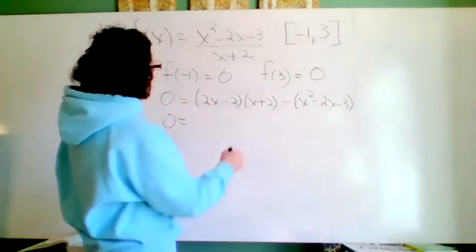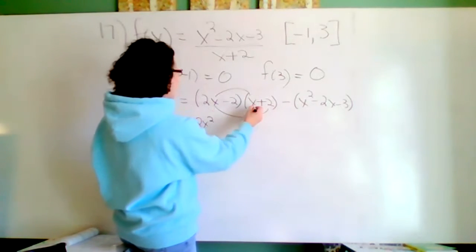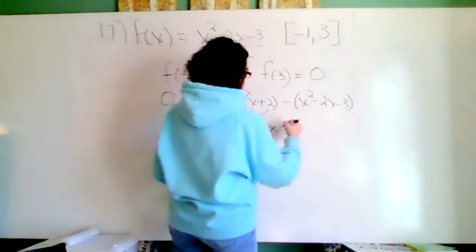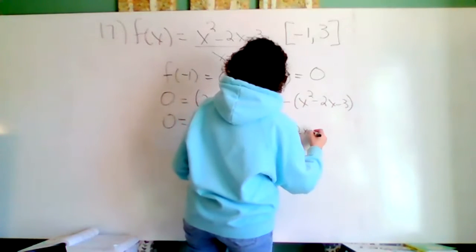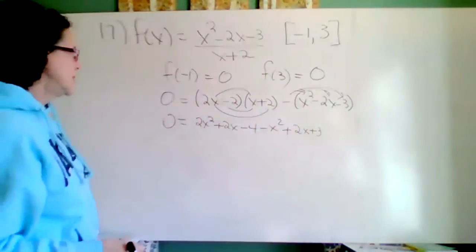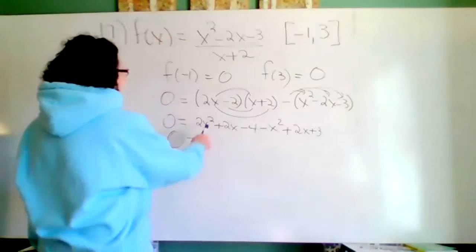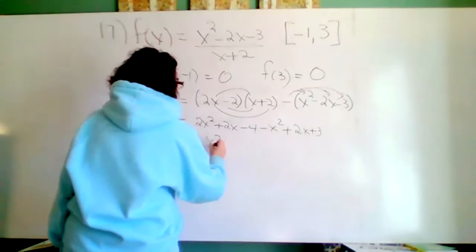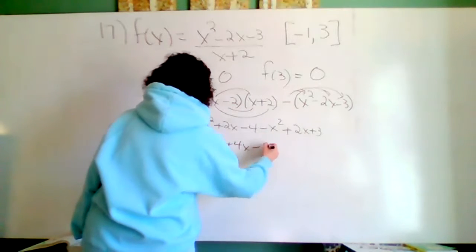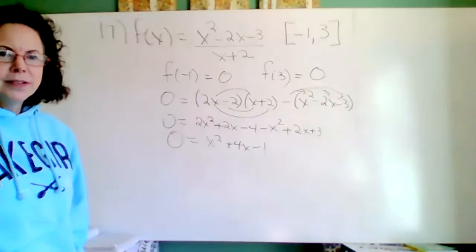I'll first clean this up. I'm going to FOIL this out. So 2x squared plus 4x minus 2x is plus 2x minus 4. Now over here, minus x squared plus 2x plus 3. So all I did was distribute here and here. So this is just like stinky algebra. Right? So 2x squared minus x squared is an x squared, plus 2x plus 2x is plus 4x, and minus 1.